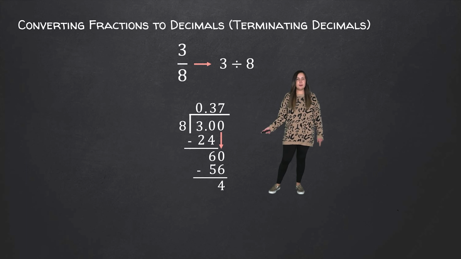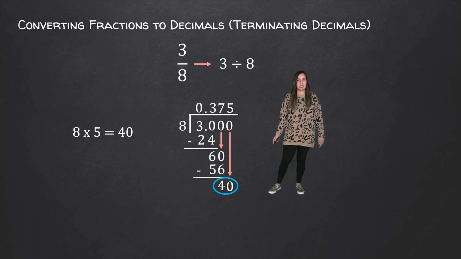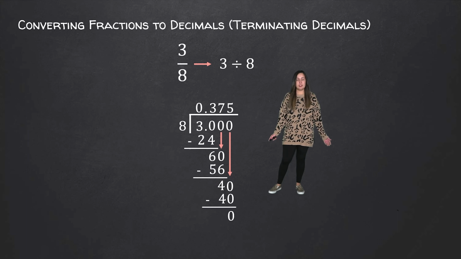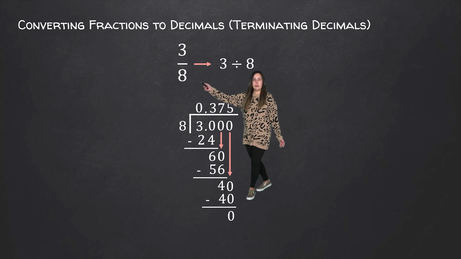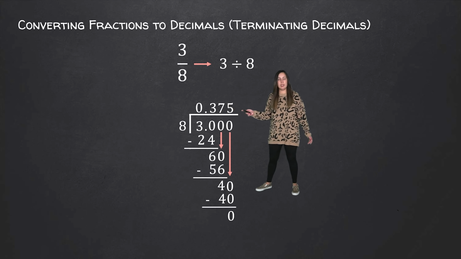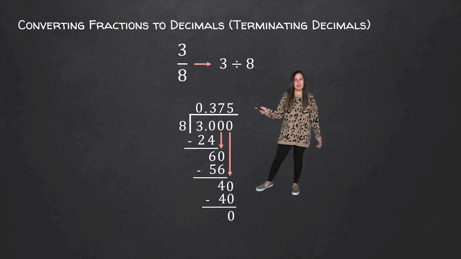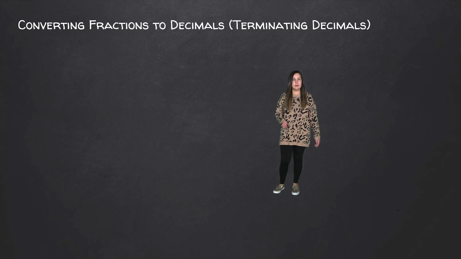Now we still have a remainder, so let's try adding another 0 and see what happens. Then we ask ourselves, how many times does 8 go into 40? Well, 8 goes into 40 5 times, and that's because 8 times 5 is equal to 40. So we're going to write the 40 and subtract. Now we have no remainder, so we know that 3 over 8 is equal to 375 thousandths.